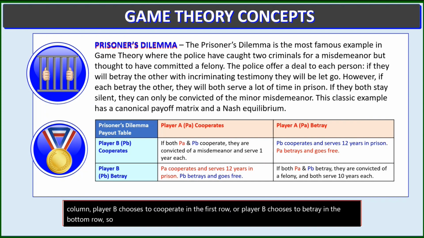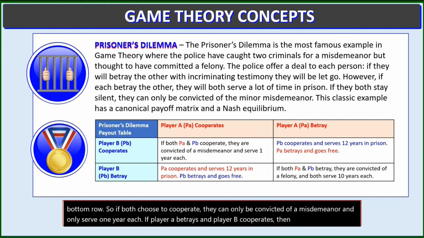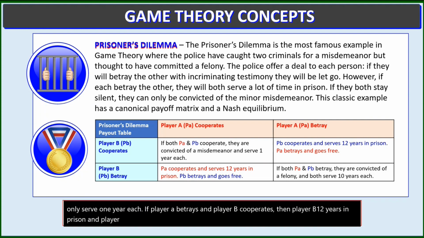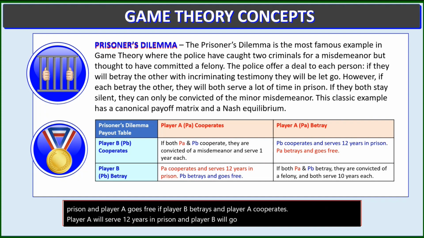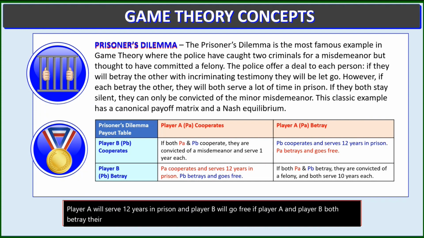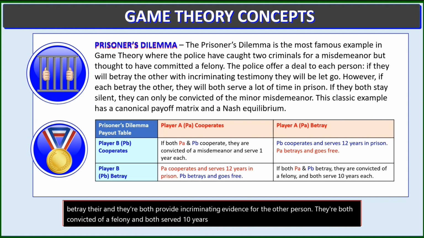So if both choose to cooperate, they can only be convicted of a misdemeanor and only serve 1 year each. If player A betrays and player B cooperates, then player B serves 12 years in prison and player A goes free. If player B betrays and player A cooperates, player A will serve 12 years in prison and player B will go free. If player A and player B both betray and they both provide incriminating evidence for the other person, they're both convicted of a felony and both serve 10 years each.